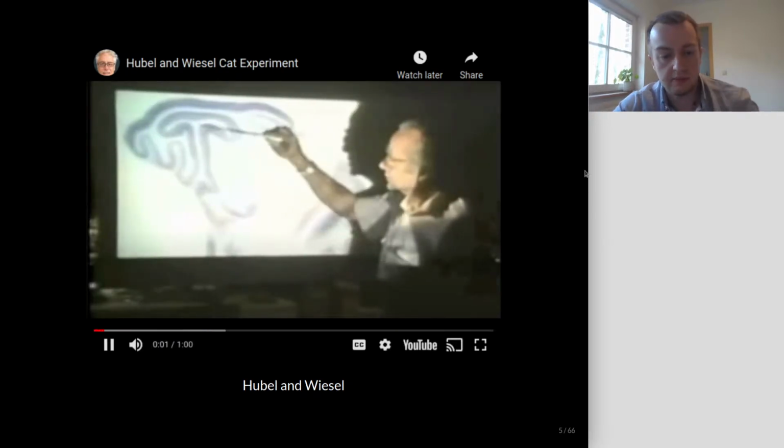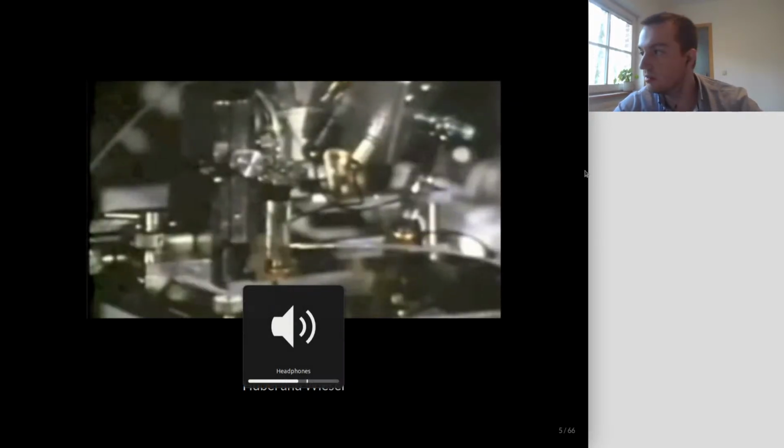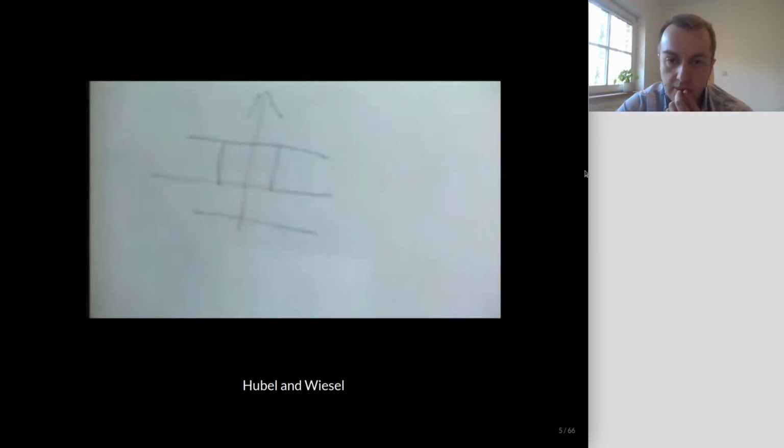The researchers actually listened in to individual nerve cells firing in the anesthetized cat as they presented it with different visual images.